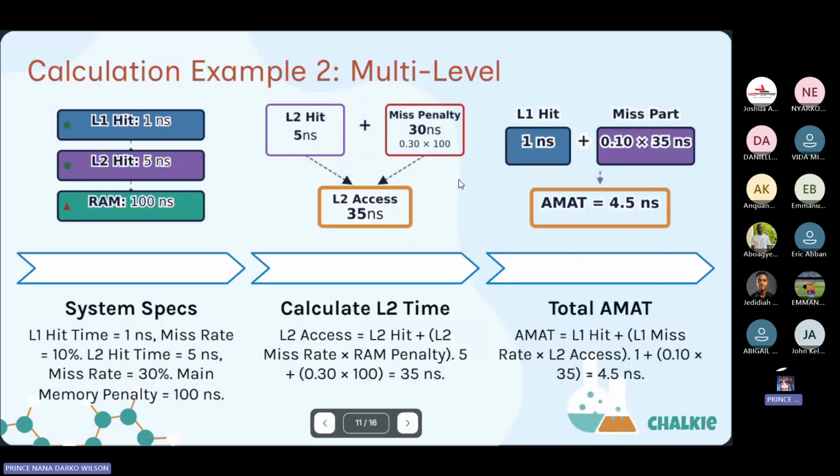Yes, Mr. Joshua, it's happening again. You can't hear me. No, I answered the question. Please, the 35 for the L2 access time. Is it that we got the 5 from the level 1 cache? Yes. We didn't get it from level 1 cache, sorry.